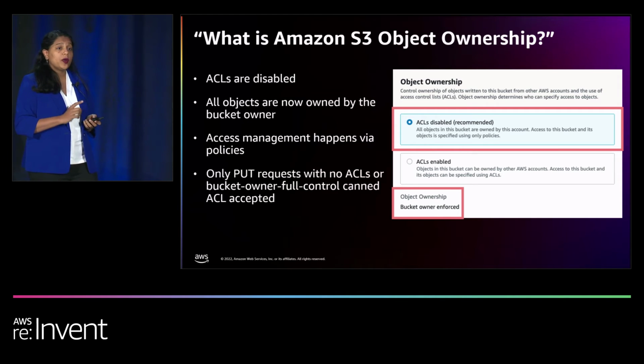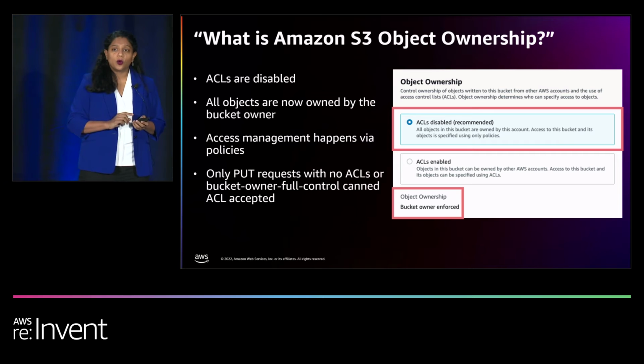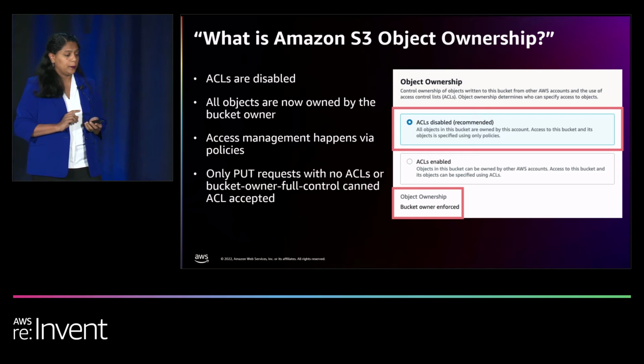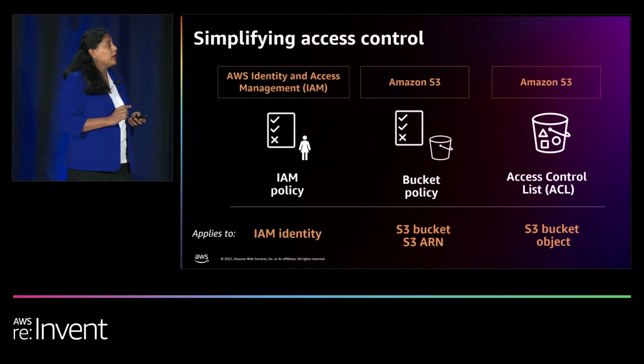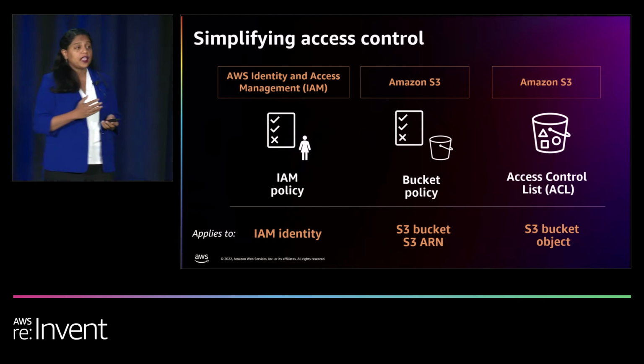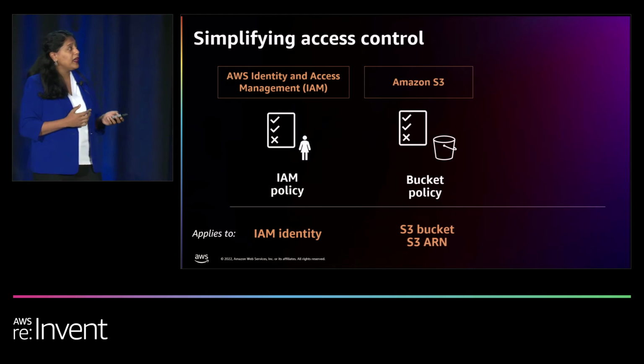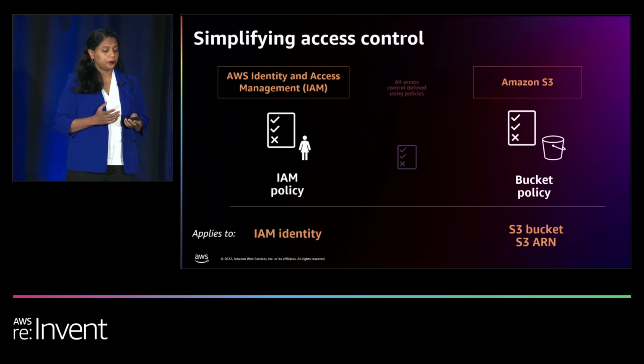Additionally, only put requests with no ACLs or put requests with the bucket owner full control canned ACL will be accepted. So going back to our previous slide where we had the 3 different access control mechanisms, the idea for the object ownership feature is to take away your use of ACLs and make your access control simple.